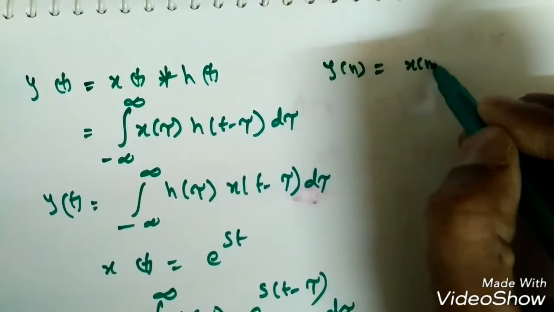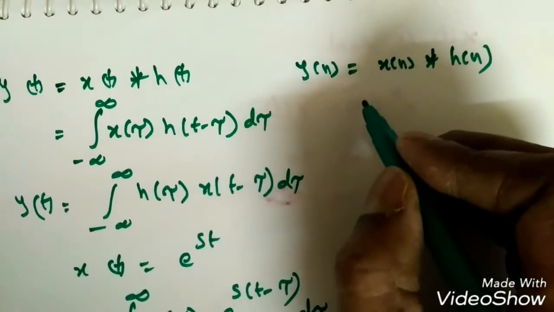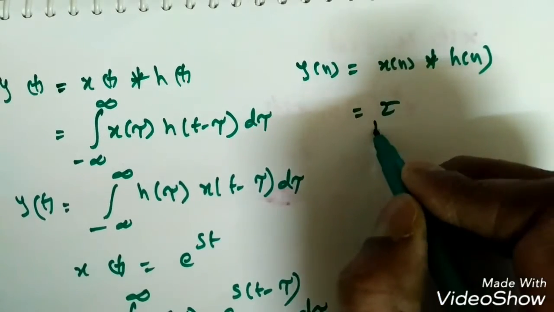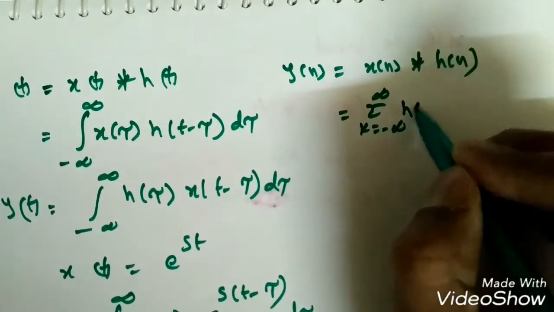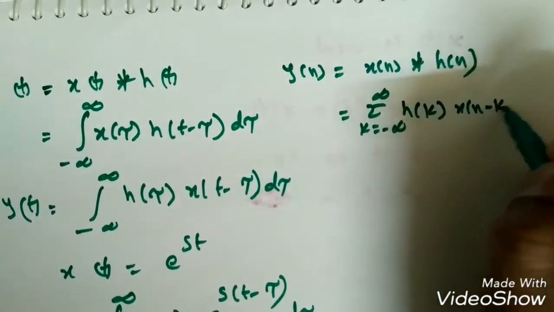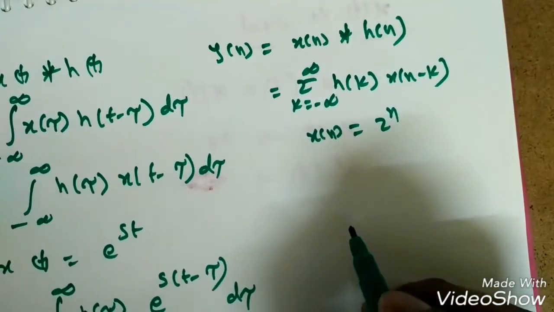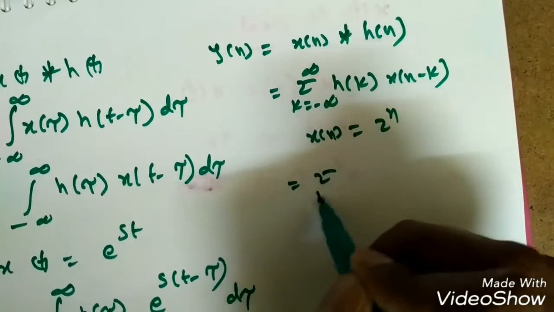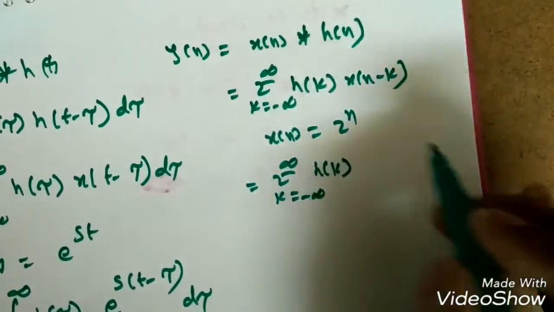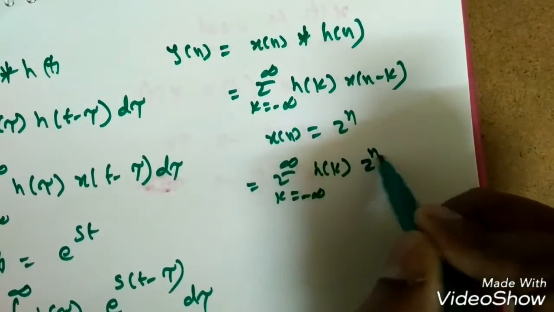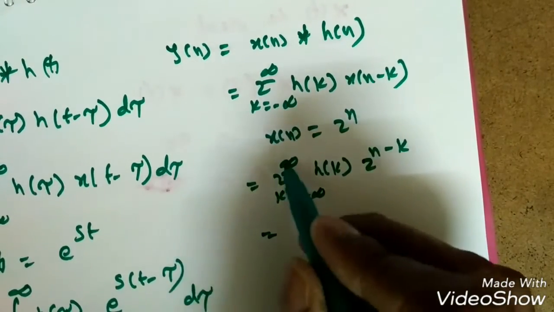Y of n is equal to x of n convolved with h of n. So you proceed for that: sigma k equal to minus infinity to infinity of h of k x of n minus k. Now what is x of n? We know that it is z power n, which is a complex exponential. So sigma k equal to minus infinity to infinity of h of k x of n minus k will become z power n minus k. So again z power n, with k from minus infinity to infinity.